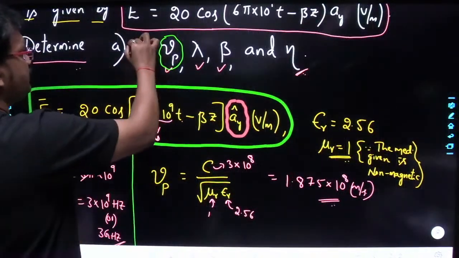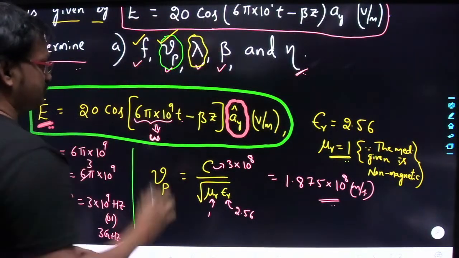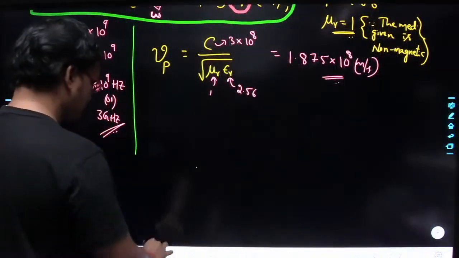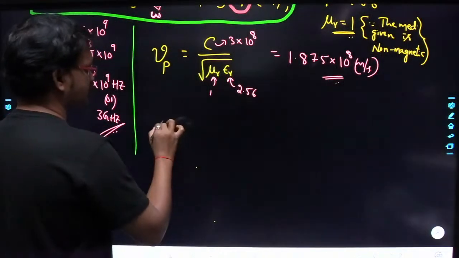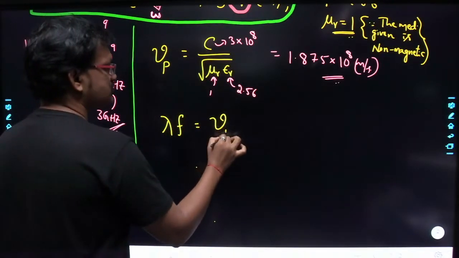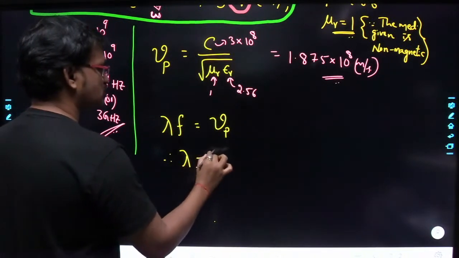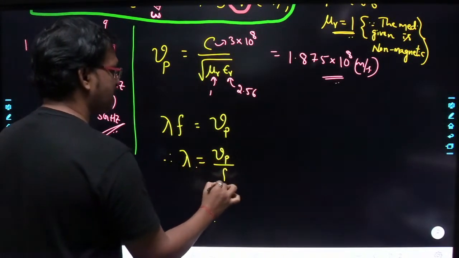So we have determined frequency, we have determined phase velocity. They are asking lambda, right? So how can we determine lambda here? Lambda is the wavelength of the wave. So lambda into f is equal to the phase velocity of the wave. Therefore, lambda is equal to phase velocity divided by frequency.